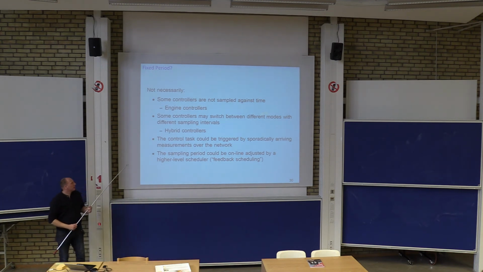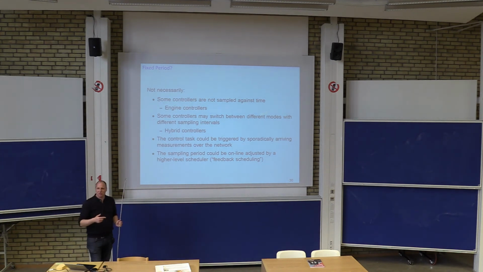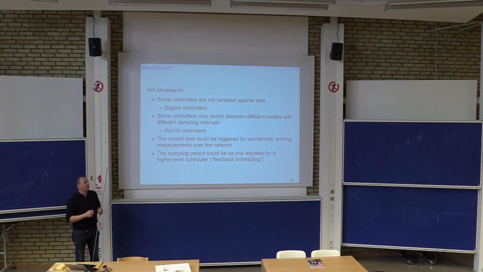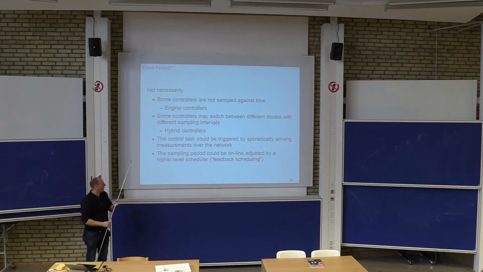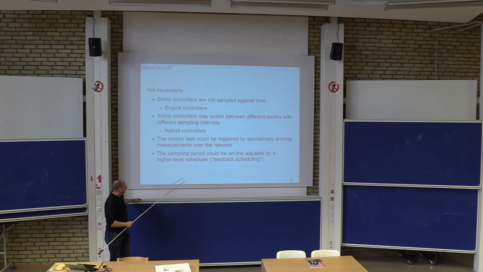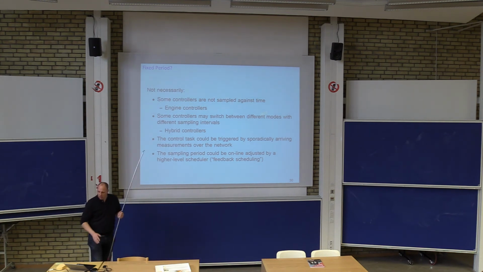Another possibility is that you want to save energy. If you have a controller running on battery, it could be an advantage to have a slow sampling period when not much is happening in the process, and then when the process spins up, you start to have shorter sample times. So the sample time can be adjusted online by a high-level scheduler. This is another case where you will not have a fixed period. So this assumption does not always hold.